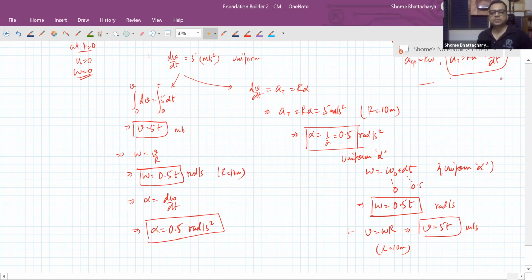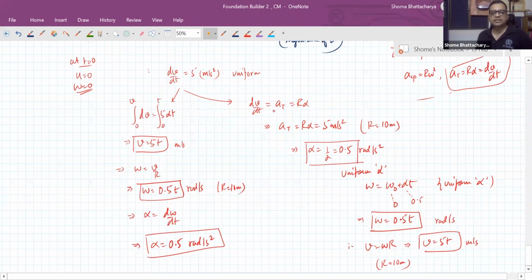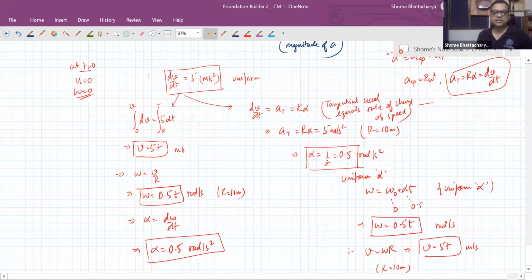So we are getting the same three pieces of information, but in one approach we are using the concept that tangential acceleration is the rate of change of speed. And in the other approach, we are directly using the concept that dv by dt, the speed, is increasing uniformly at this rate. So if I integrate this, I'll get the speed as a function of time. So both are equally valid. There's nothing wrong whichever approach you take. One is, you can say, a more formula based approach, and this is a more logic based approach.